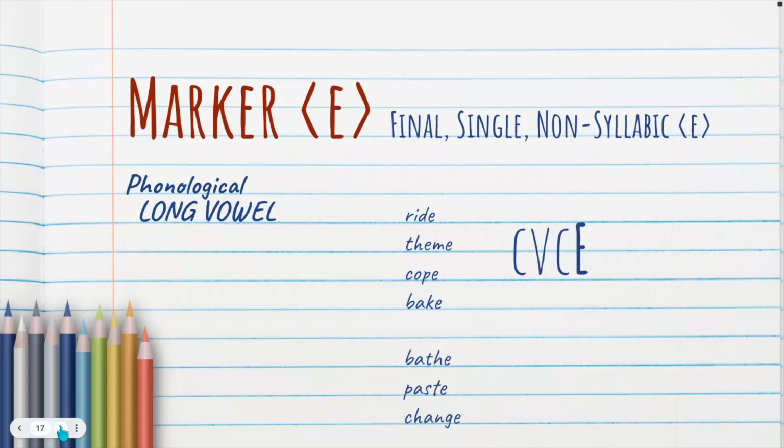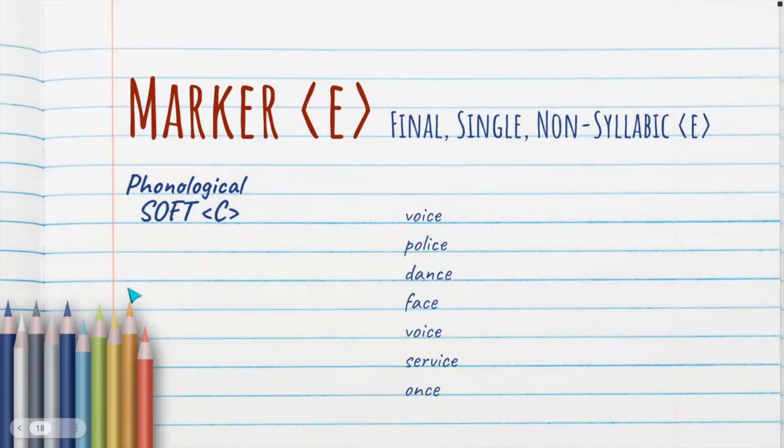Oh, there's more. Okay. Other things that E does include phonologically softening the C. So instead of making a k sound, it's making an s sound. So what is the E doing in voice? Well, it's making the C soft. And police and dance and face and voice and service and once. Those are not odd words because the E is not making the vowel say its name. It's just another job that E has.